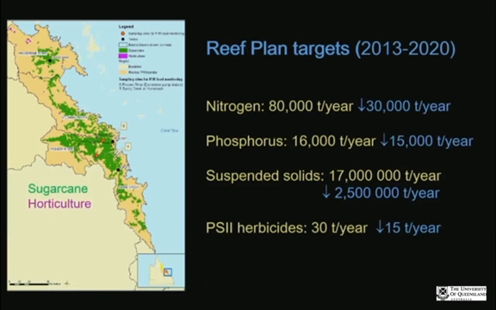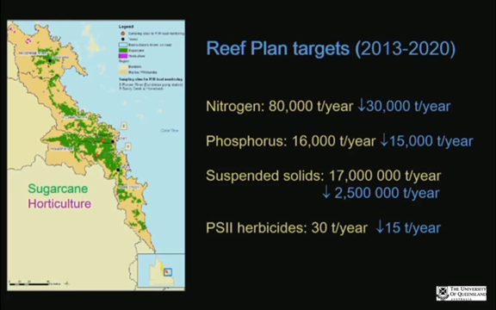So the Reef Plan targets, this is again by the Queensland government, what they're aiming for is reducing the nitrogen load from 80,000 tonnes by 30,000 tonnes, phosphorus by 15,000 tonnes, and this one by 2.5 million or by 15 tonnes. So it's a huge aim in order to produce better water quality to improve the reef. How that's going to be achieved is the key question now.